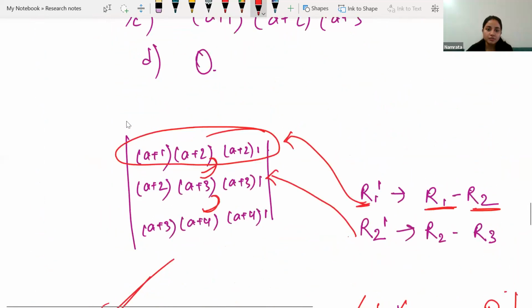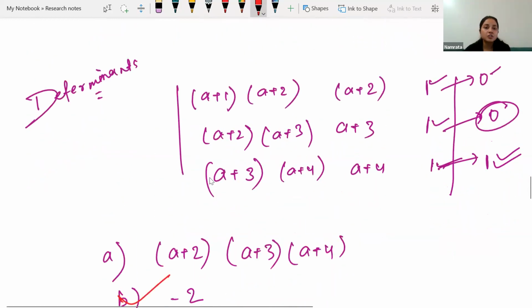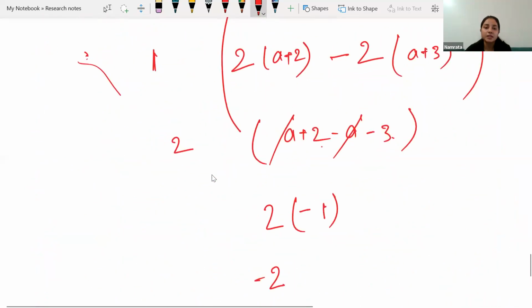Let's check whether this option is there or not. Can you see minus 2 is already there? Option B is the correct option. Have you understood the process, how we are applying the elementary operation and how we are expanding it quickly by picking any row or any column? Let's take another question. So the next question we are having.